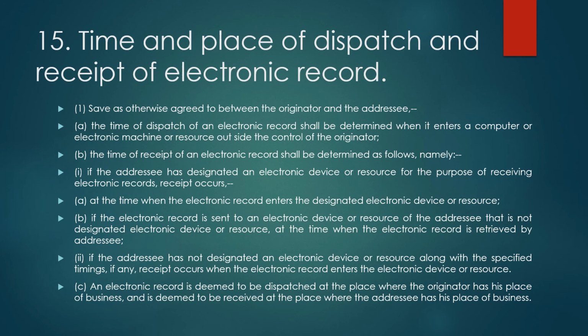Now, subsection 2, the time of receipt of electronic record. The determination of the time of receipt of an electronic record depends on whether the addressee has designated an electronic device or resources for the purpose of receiving electronic records. If the addressee has designated one, receipt occurs at the time when the electronic record enters the designated device or resources.